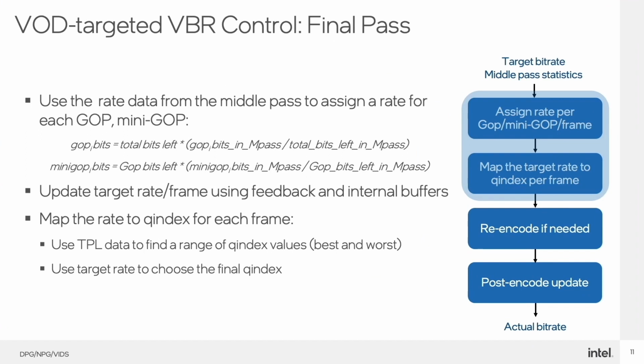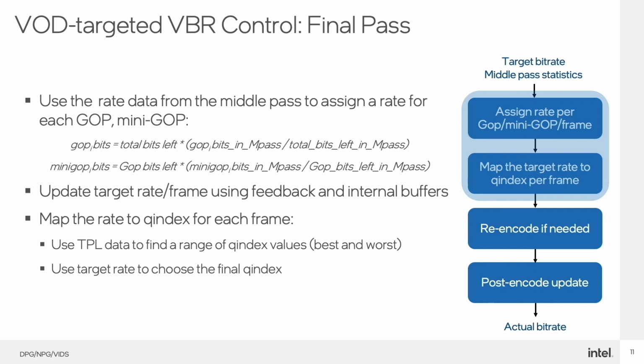After running the fast IPP and the middle pass, the statistics are sent to the final pass. Based on these inputs, the final pass assigns target rate per GOP, mini GOP, and then per frame. For example, in the first GOP, we use the actual rate of the GOP in the middle pass, the actual rate of the whole clip in the middle pass, and the target rate of the clip to find the target rate of the GOP by using cross-multiplying, as shown in the slide.